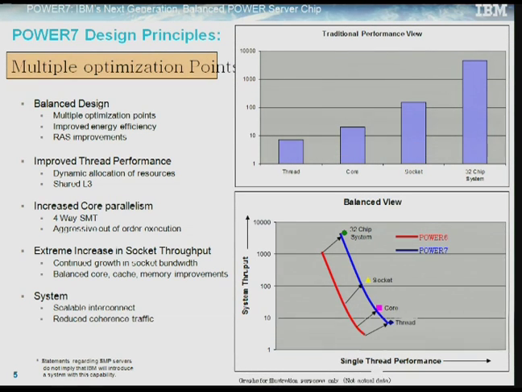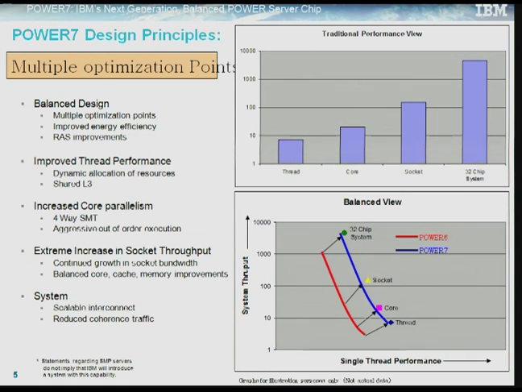Thread level performance is increased dramatically by sharing core resources like caches, TLBs, and register renames, such that in a single threaded mode, all resources may be used by one thread. Also, for single threaded workloads, the entire 32 megabyte shared L3 is available. Core level performance is improved by adding 4-way simultaneous multi-threading and aggressive out-of-order execution. This enables Power 7 to provide increased core performance from Power 6 with a smaller, more energy efficient core.